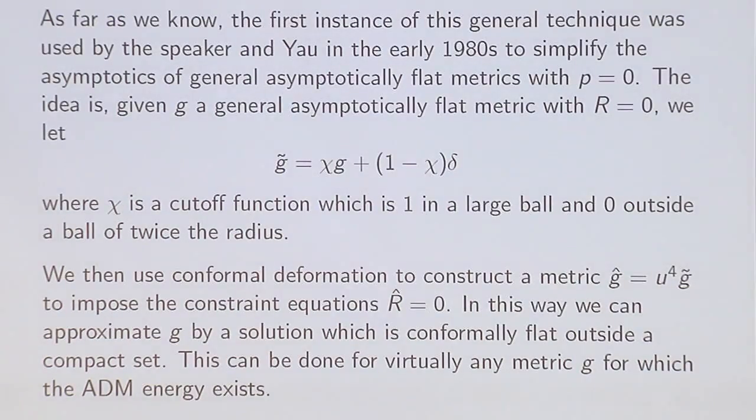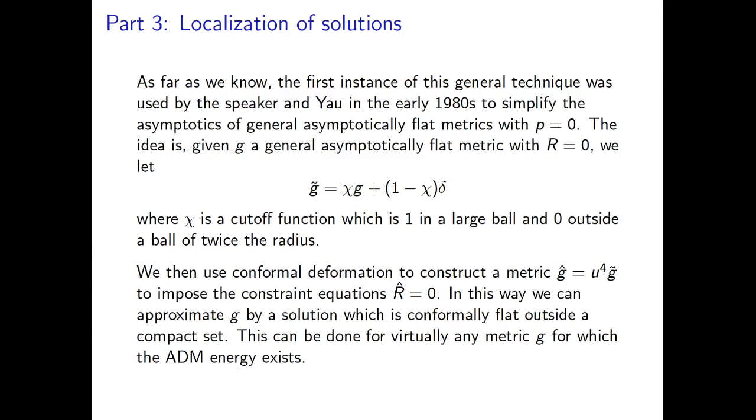So the G tilde is just a cutoff of the solution we started with. I'm assuming here P is 0 in this construction. Then I can use conformal deformation to project it to the constraint manifold. In that way, you can approximate in a very natural norm, one in which the energy is continuous, any solution which has good enough asymptotics to define the energy by one which near infinity is actually conformally flat. So it'll be to leading order a Schwarzschild metric near infinity. That's an instance of this kind of idea.